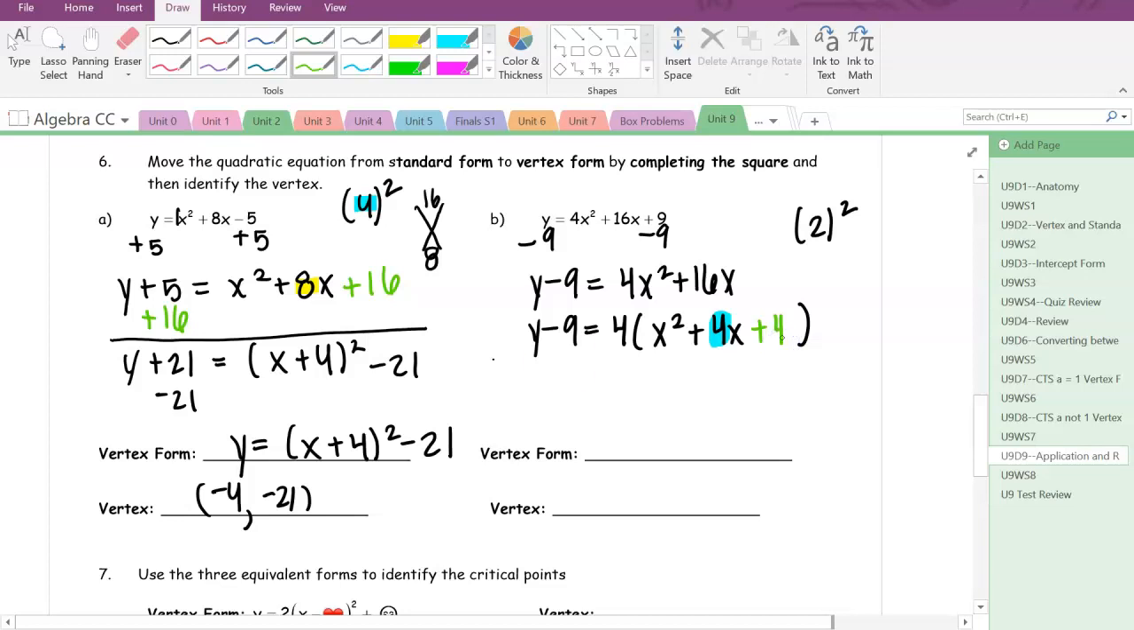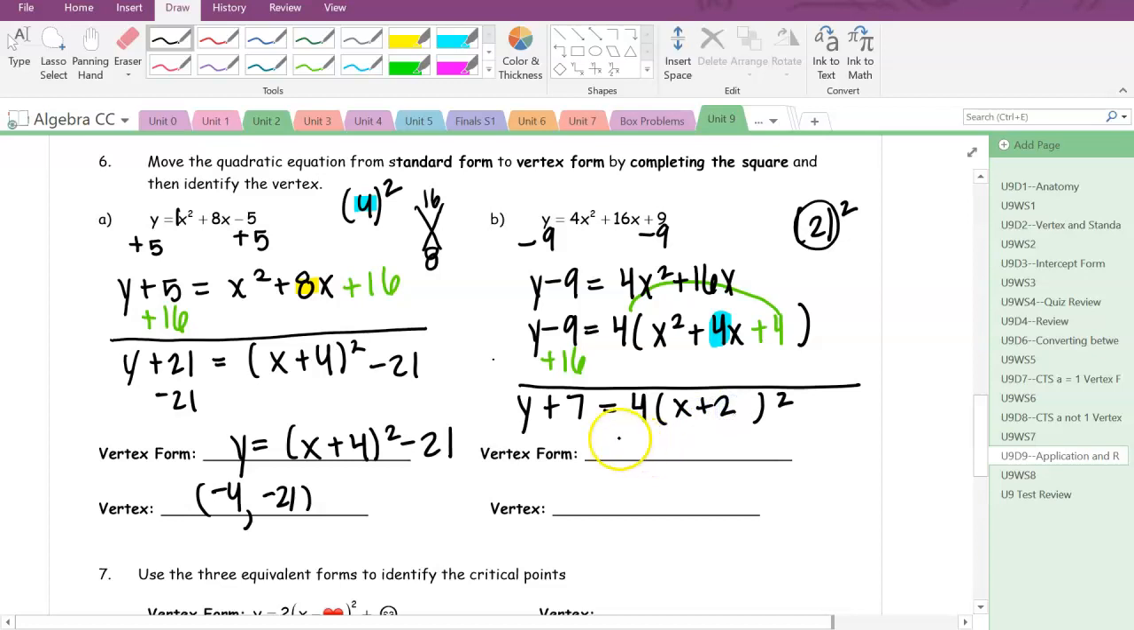Now, on the other side, be careful. We're not adding 4 because we have that other 4 in front. 4 times 4 is 16. That's what we're going to go ahead and add. Okay. -9 plus 16 is 7. On this side, we'll go ahead and factor. Multiplies to 4, adds to 4. Again, that's going to be this number up here, x plus 2 squared. And finally, subtract that 7 back over. Okay, and again, change the sign, keep the sign. And that's your vertex.